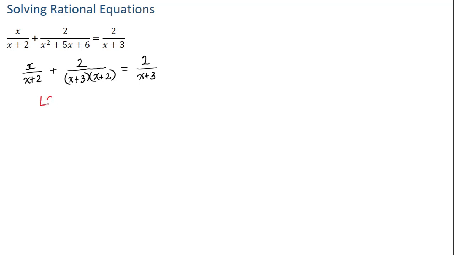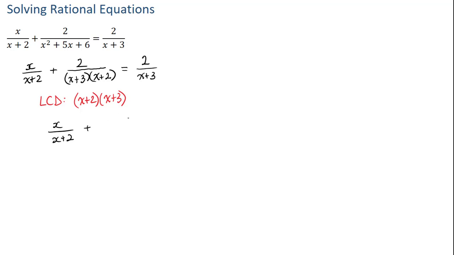So in this case, the least common denominator looks like it needs to be x plus 2, because x plus 2 is in the first and second term, but also multiplied by x plus 3 in order to be the common denominator for the second term and the term on the other side of the equation. So let's multiply both sides by this least common denominator.